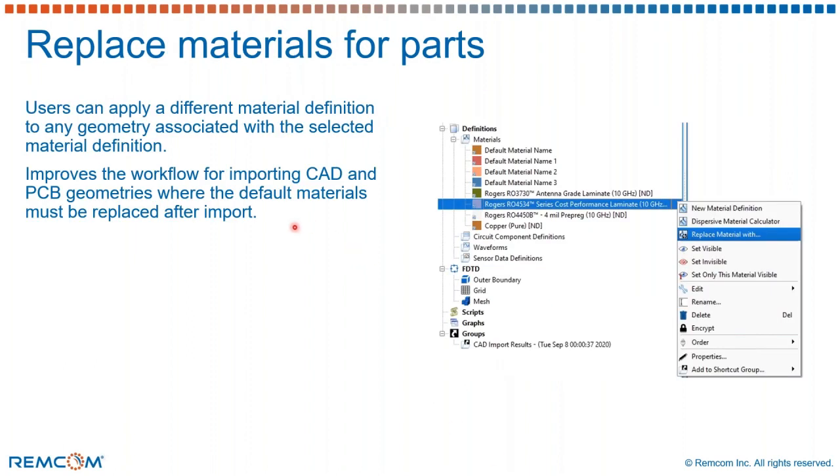The second feature is the ability to replace materials for different parts. Within XFdtd, when a CAD model or a PCB geometry is imported, the different parts on these models were imported with a different color scheme and with the default material names. And with the capability of replacing materials, we can now replace these materials of the CAD models or PCB geometries with different materials from the library or a user-defined material, which greatly simplifies the workflow of characterizing these devices.